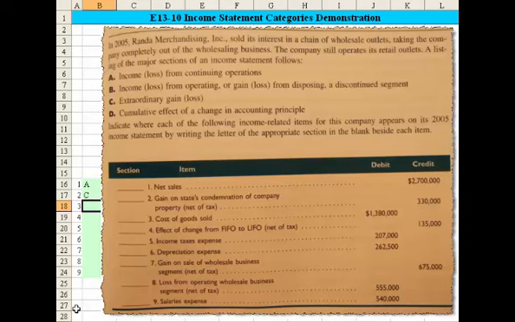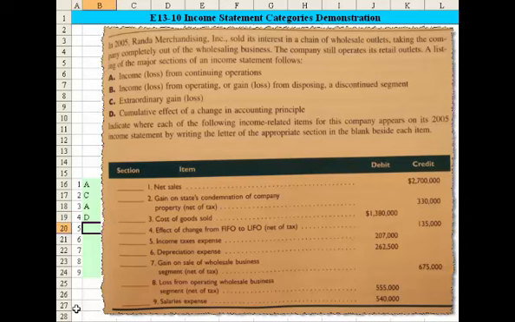Item 3 is cost of goods sold, and again, that's part of the normal ongoing continuing operations of the business, in this case, the retail operation. Item 4 is the effect of changes from FIFO to LIFO. That means we need to compute the cumulative effect of changes in accounting principles, so that would appear as D and would appear certainly near the bottom of the income statement.